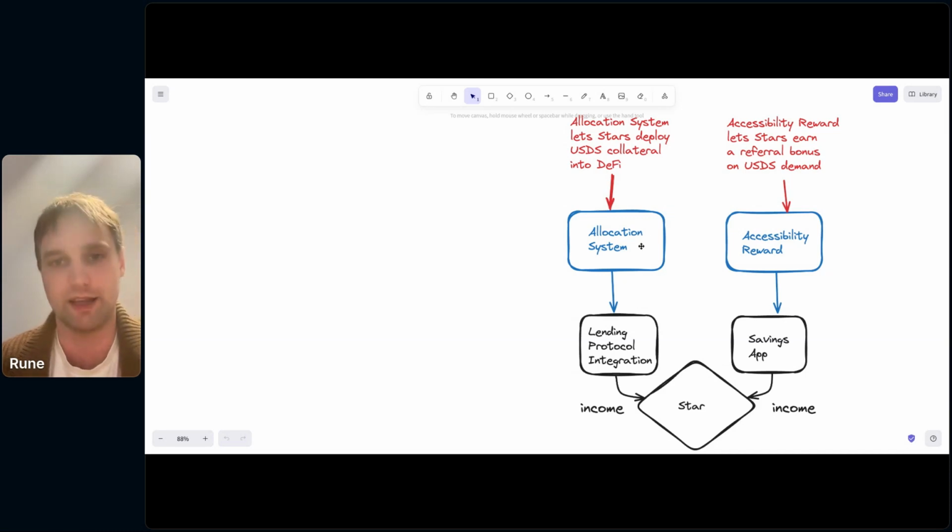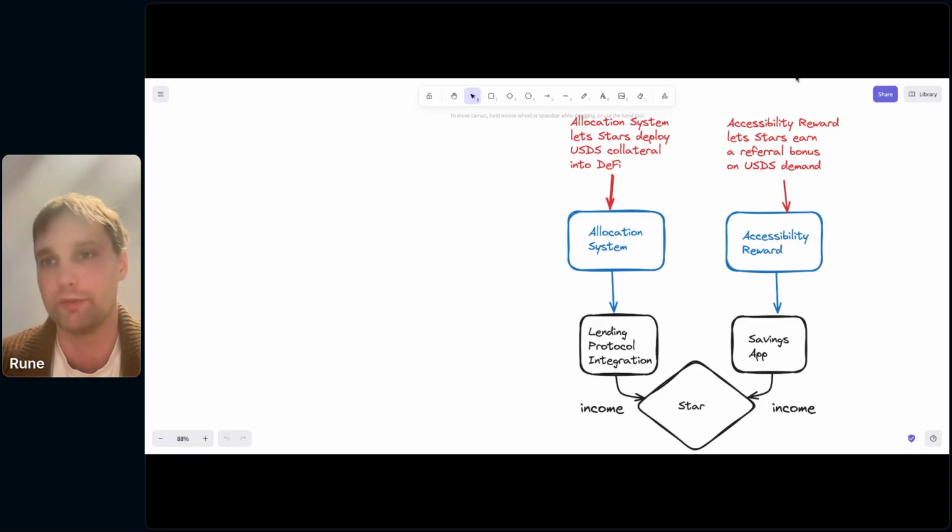And again, this basically replaces, in a much more flexible, much more powerful fashion, the old MCD system where there was a single place that you could go to borrow from Maker originally in order to create the DAI stablecoin. With USDS, instead, it's created all over the place, much more dynamically and much more flexibly. And then just quickly, I will mention the accessibility reward.